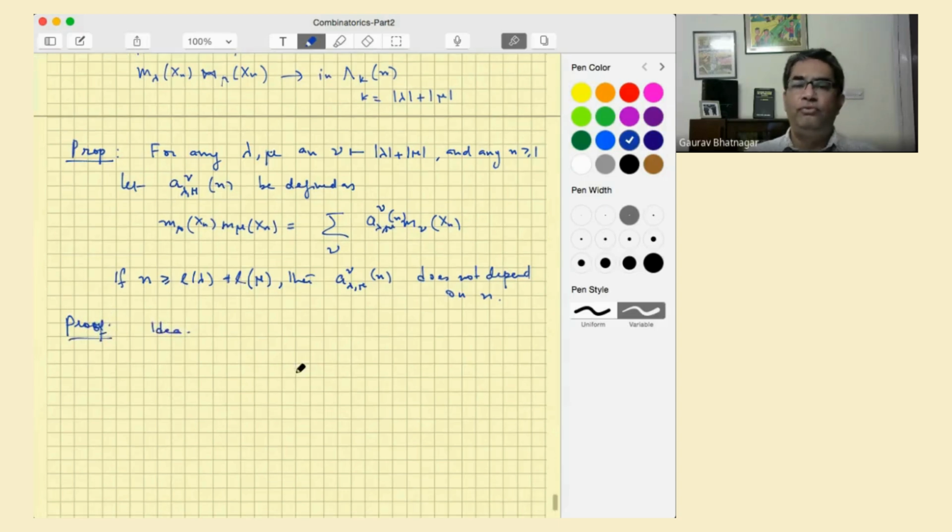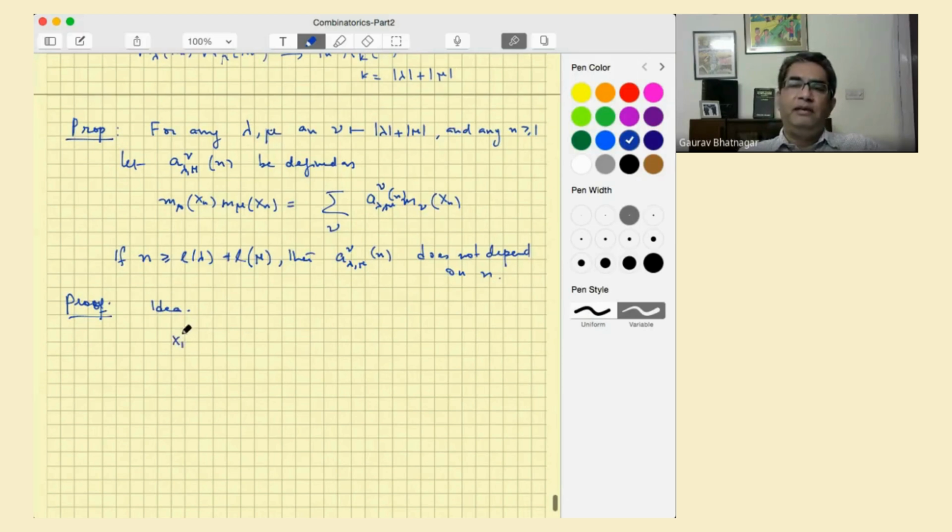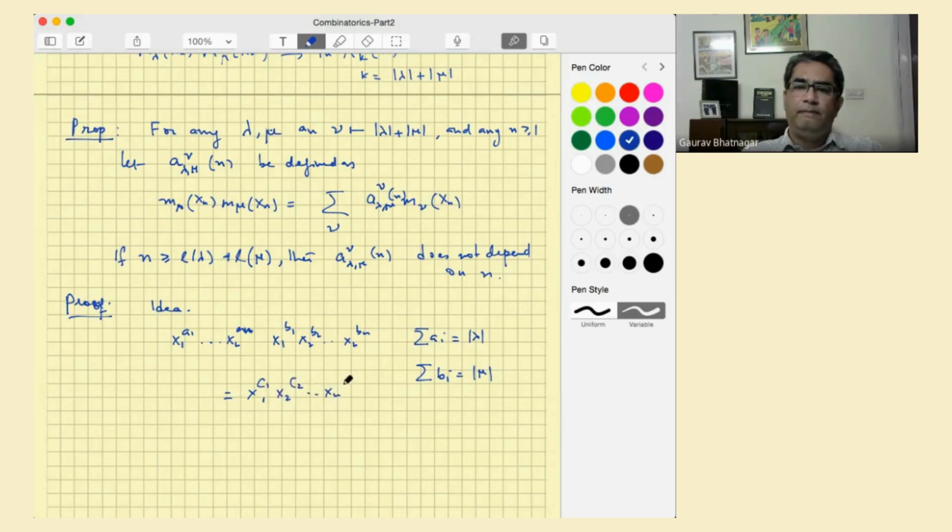So what's the idea of the proof? What he's saying is that suppose we are multiplying x1 to the a1 through xn to the an, and x1 to the b1, x2 to the b2, and so on, xn to the bn. And suppose summation ai is the same as whatever was there in lambda, and summation bi is the same as whatever this is, right? So if we multiply this, and we get x1 c1, x2 c2, and so on, then of course summation ci will be this lambda plus mu.